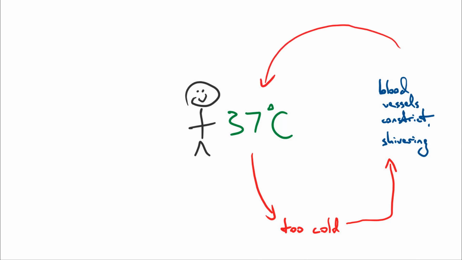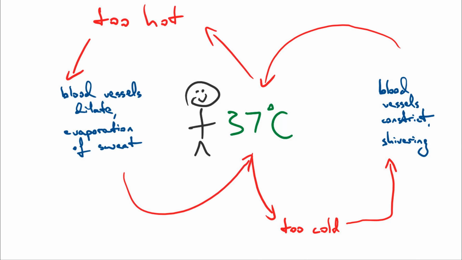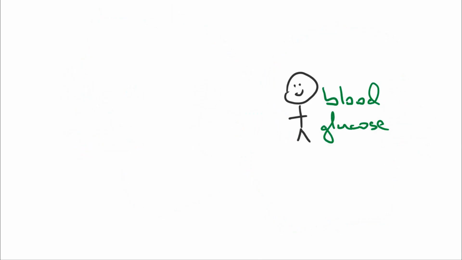So these things occurring, the blood vessels constricting, the sweat glands not doing anything, shivering, the repeated contraction of the muscles. This means that we're generating and retaining heat, and that will bring our body temperature back up to that normal 37-ish degrees Celsius. So those are the two negative feedback loops with regards to body temperature.